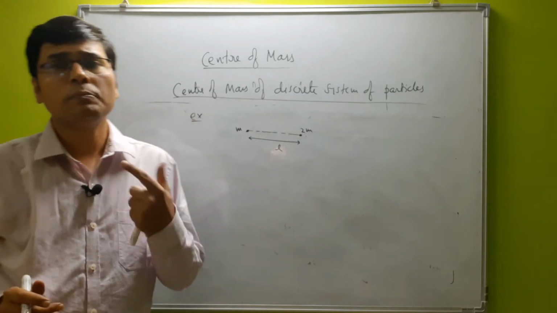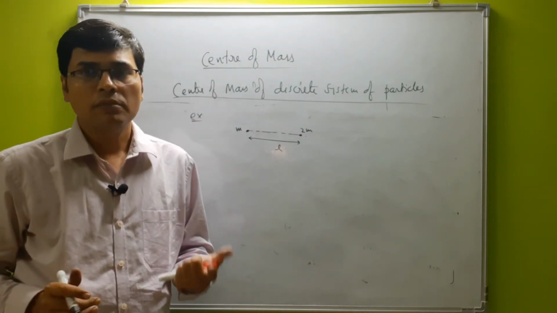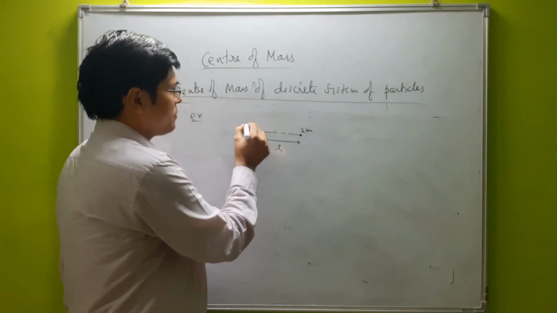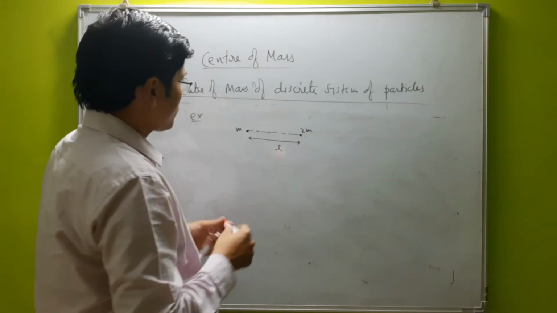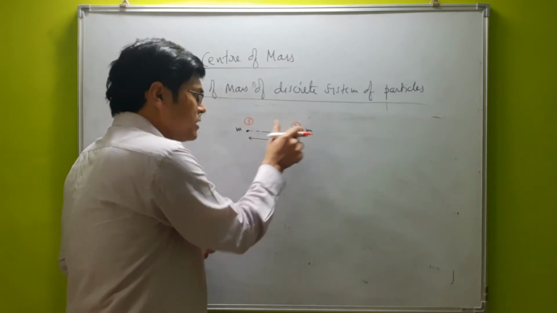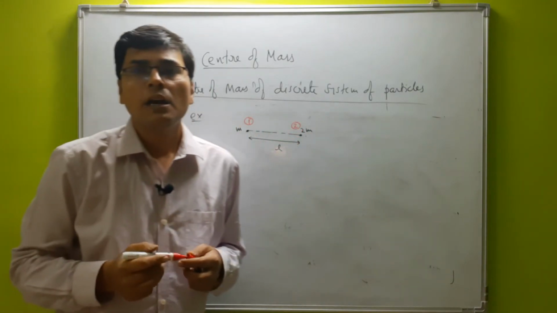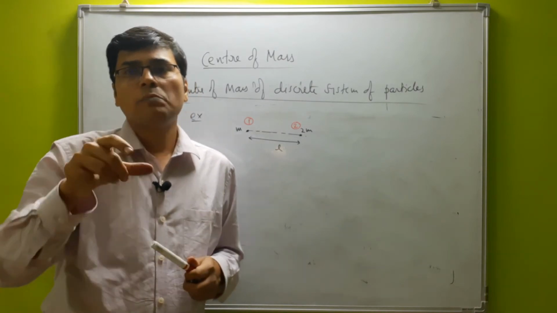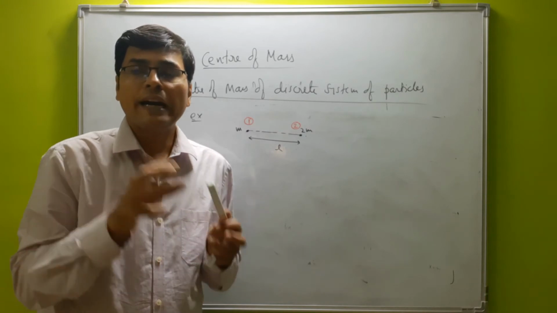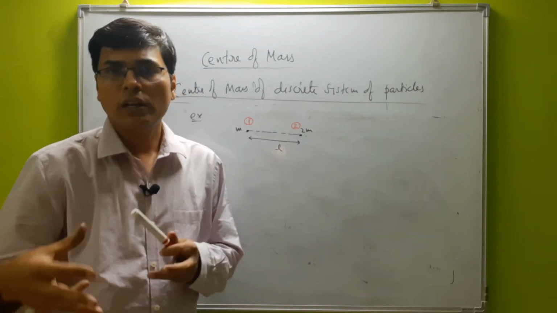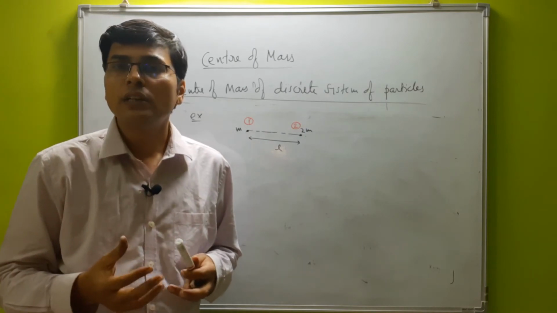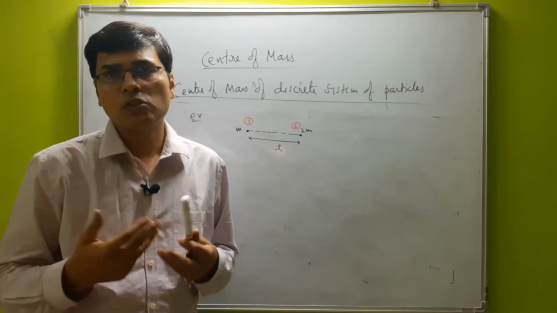Now the first step would be to decide the coordinate system. So let's pick the origin at one of the particles. Let's call it particle 1, and let's call the other particle 2. This numbering is also important. Why? Because you are writing m1 x1 plus m2 x2. So you must be sure that you are writing x1 against m1 and x2 against m2. Otherwise, there are chances of making mistakes while solving the problem.